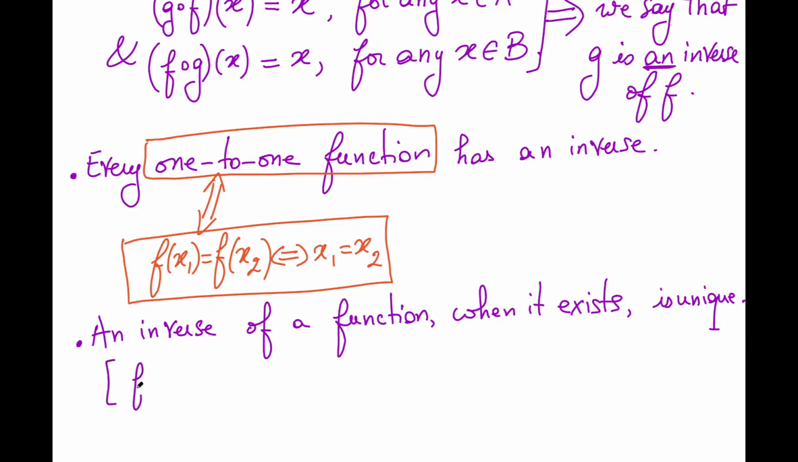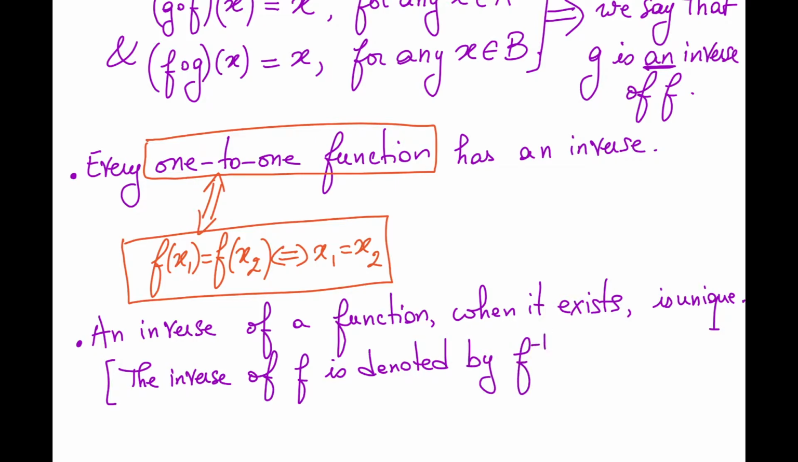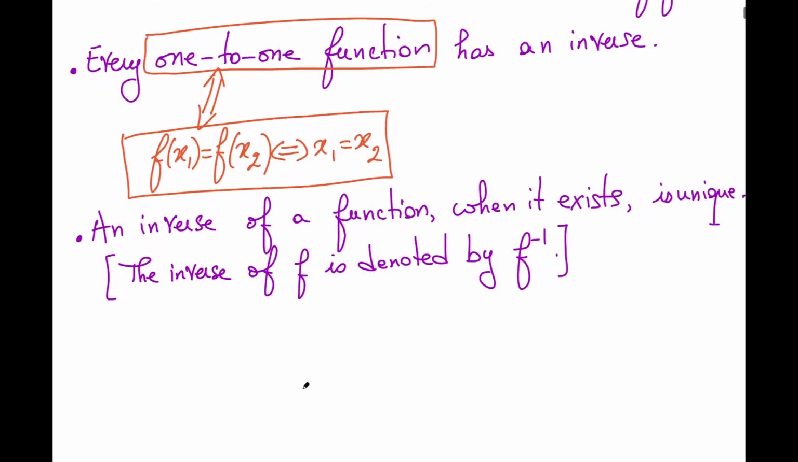Because of this result, if f is the function, the inverse of such a function, since it's unique, has a notation. So the inverse of f is denoted by f inverse, like this. Correct? Again, I'm just revisiting some of the concepts that you know.